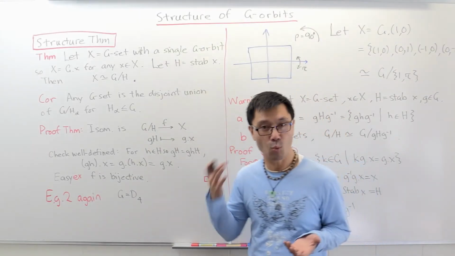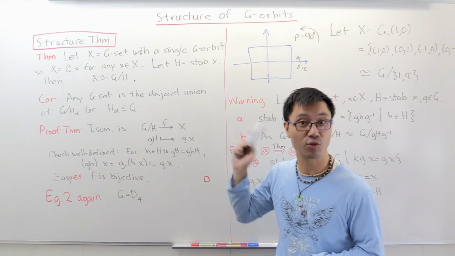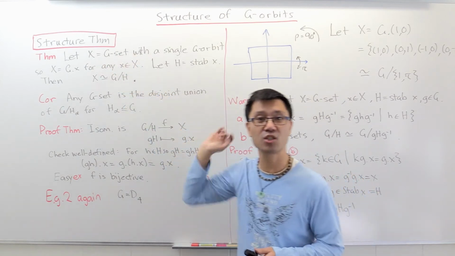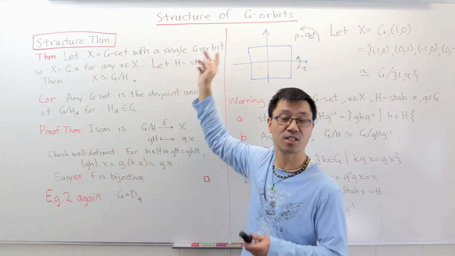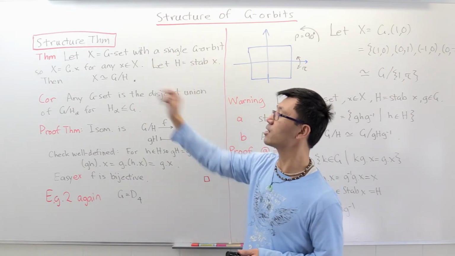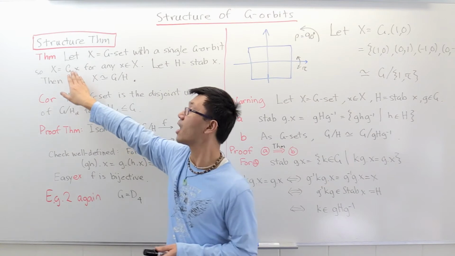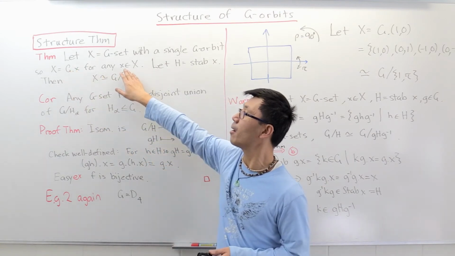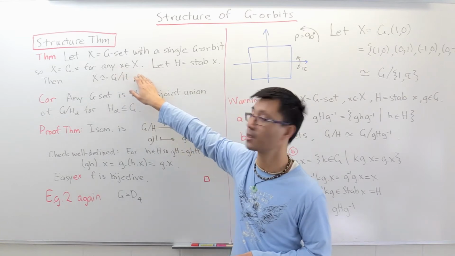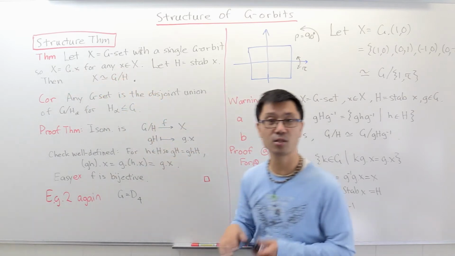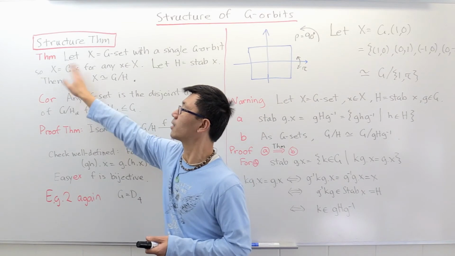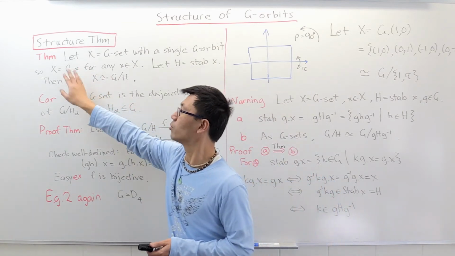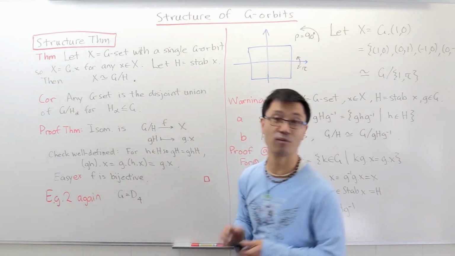We can now present the wonderful and beautiful structure theorem for G-orbits. Suppose we have X as a G-set, and it's a G-orbit in the sense that it contains just a single G-orbit. What that means is that it is of the form G dot X, where X is any element of big X. So that's the single G-orbit. If you look at the equivalence class determined by this G action, they all form just one big equivalence class, which is the whole of X.